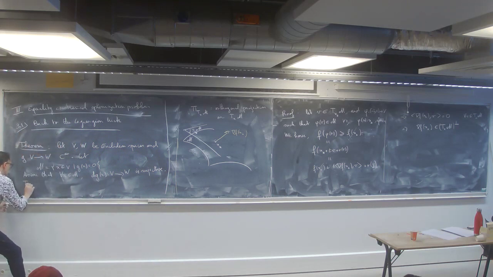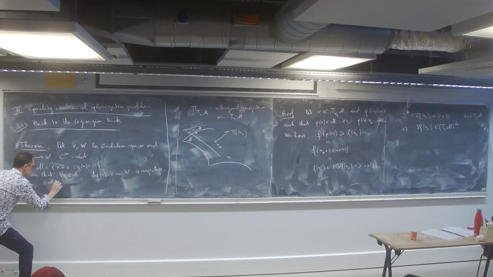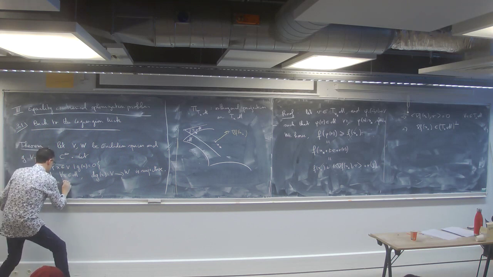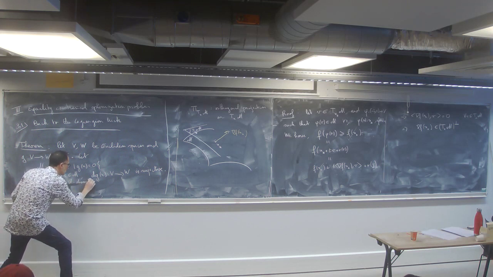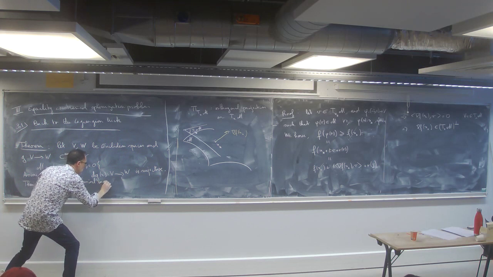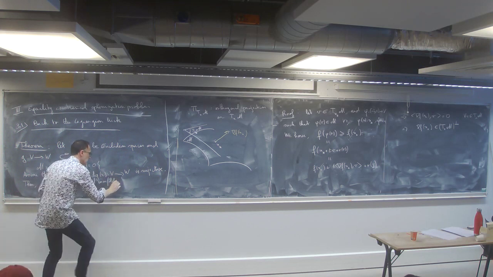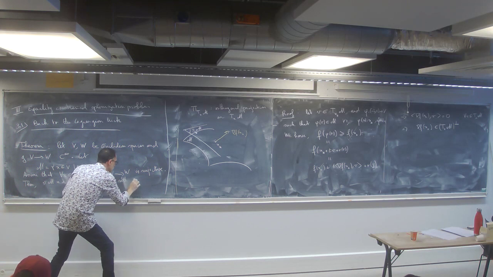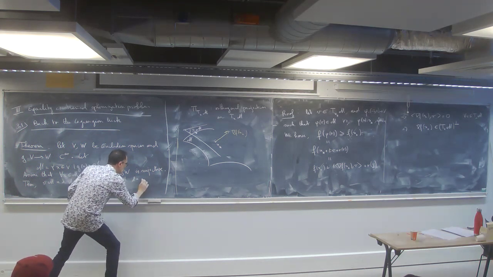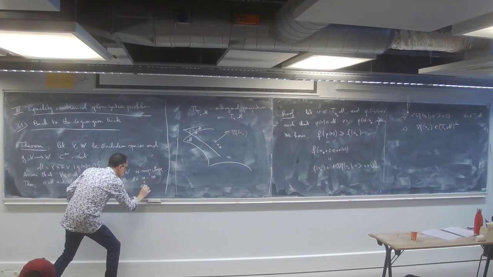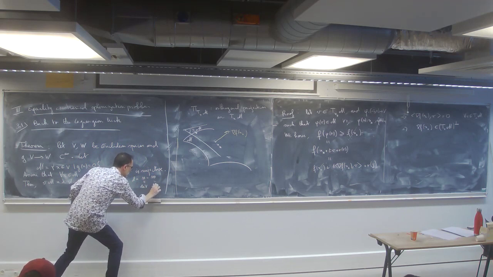Then M is a d-dimensional manifold, with d equal n minus m, where n is the dimension of V and m is the dimension of W.